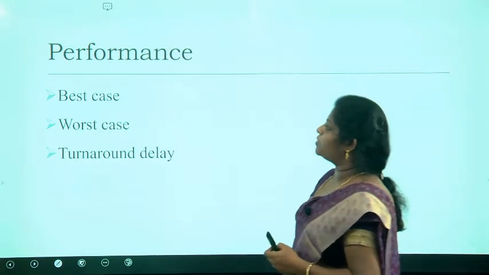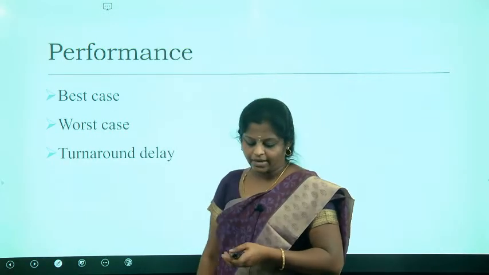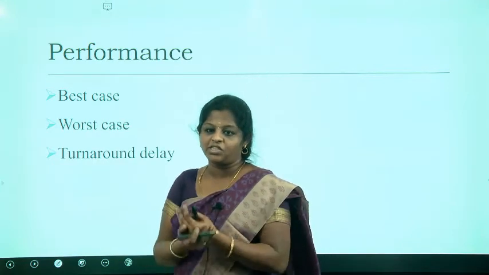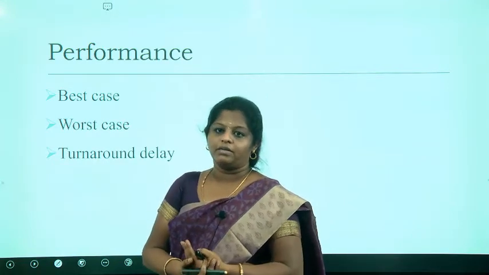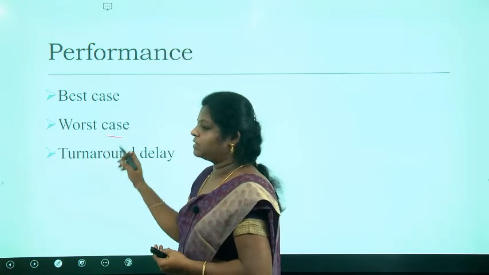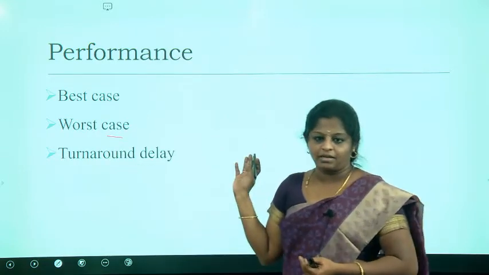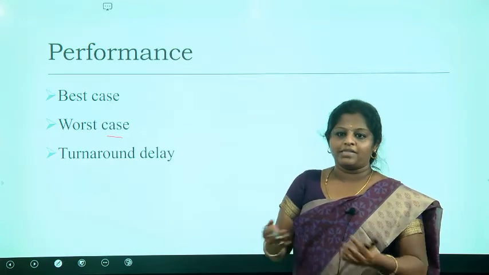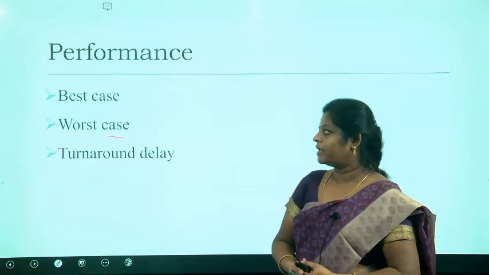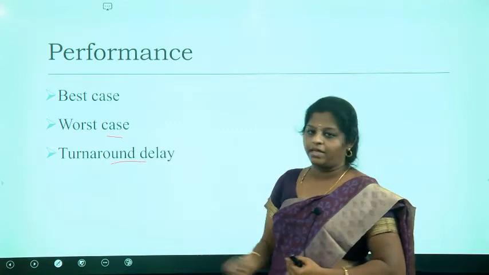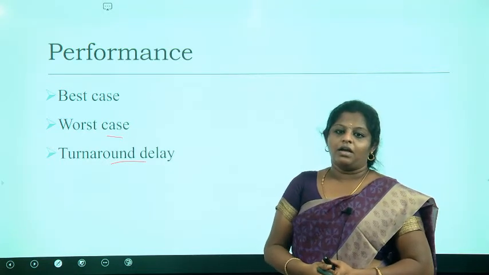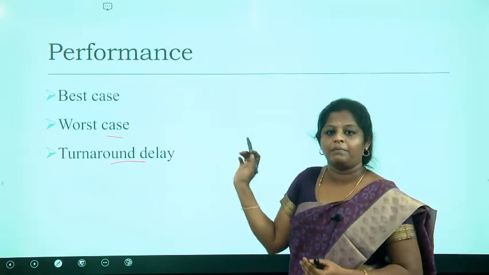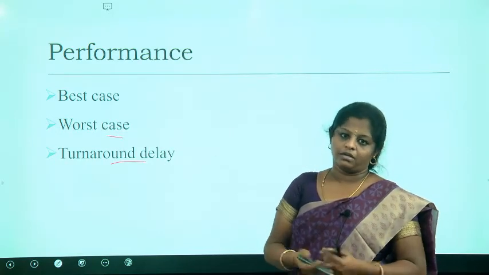And here also the best case, worst case and turnaround delay will be there. Best case means all the processes initially choose a coordinator. In the worst case, the example we saw is nothing but the worst case, where P2 becomes the coordinator. And the turnaround delay will be there here, because of the timeout, P1 first will be removed from the election.